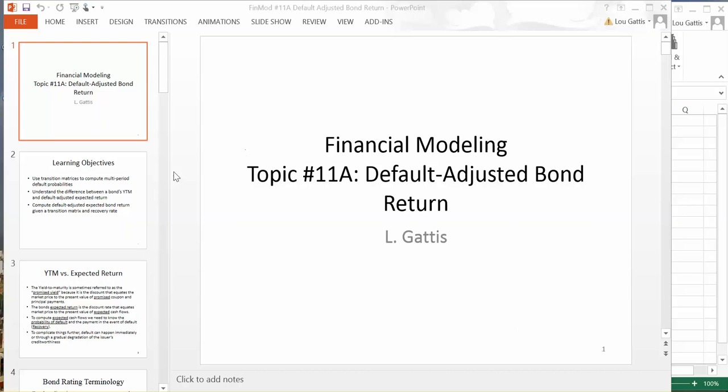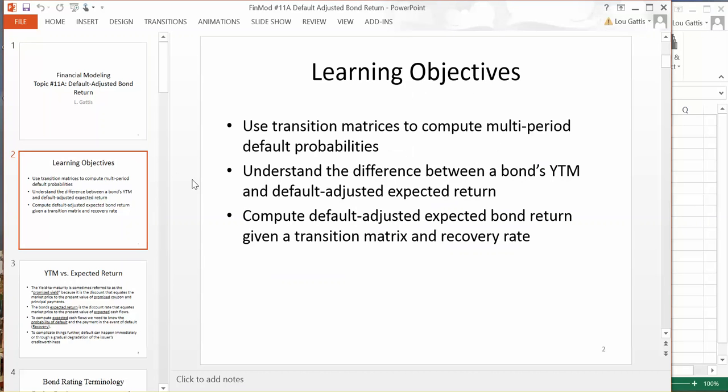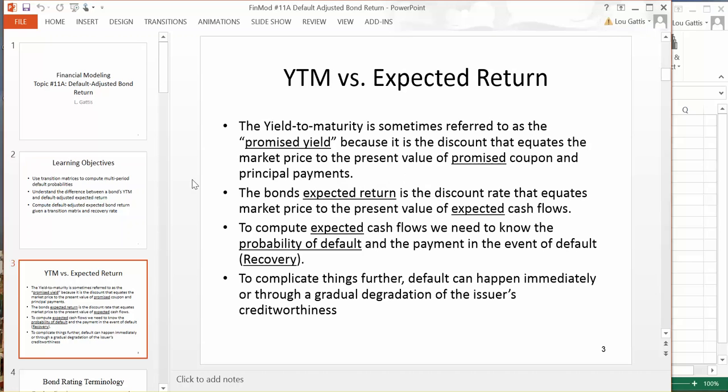In this topic, we're going to use transition matrices to compute multi-period default probabilities, understand the difference between a bond's YTM, yield to maturity, and default adjusted expected return, and compute default adjusted expected returns for a given transition matrix and recovery rate. Before we start, let's talk about the difference between YTM and expected return of a bond.